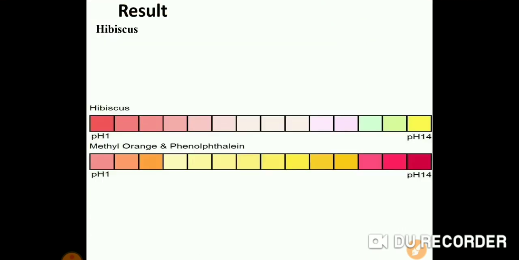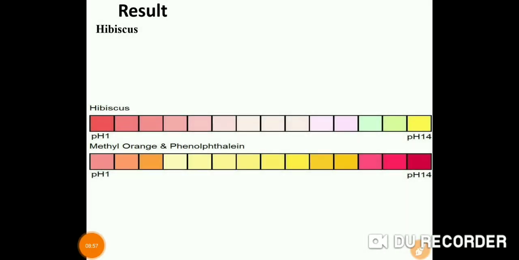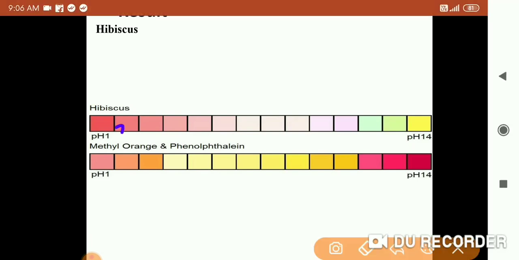So that's all. Now you can see there is one more indicator, that is the hibiscus indicator. Hibiscus is another indicator which is kind of reddish at pH 1 and becomes yellow at pH 14. The color is changing as the pH changes. The pH here is 1, then 2, 3, 4, 5, 6 and 7. That's how the pH changes, and at different pH different colors are shown.